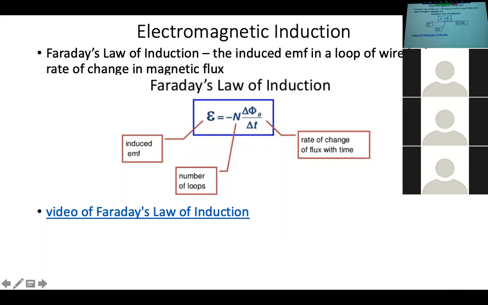The induced EMF in a loop of wire is the rate of change in the flux. So the induced EMF, the voltage that gets induced, is equal to the number of loops times the change in flux over time, the rate of change in flux. Like I said from the very first slide, it's not about the flux, it's about how the flux changes. That's what's inducing an EMF, and that's what's going to induce a current, right? That change in flux.